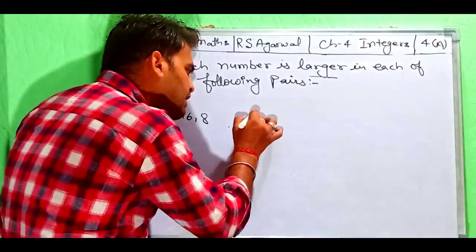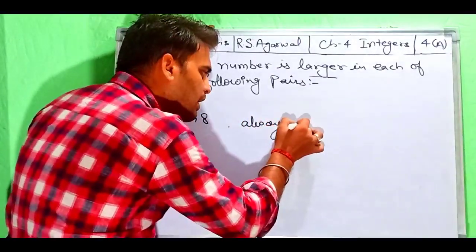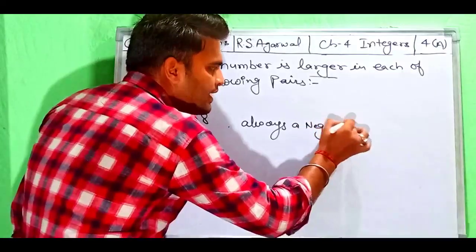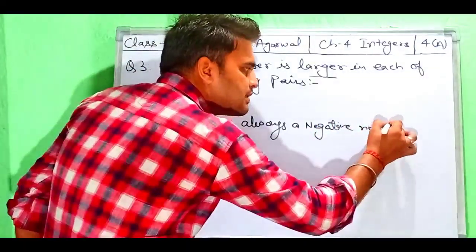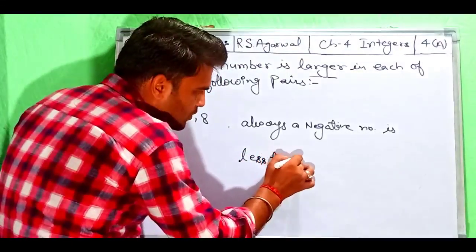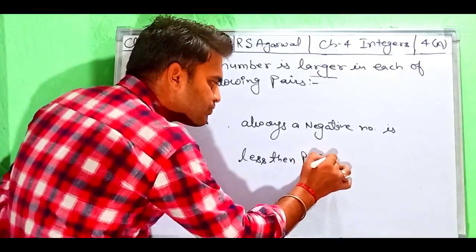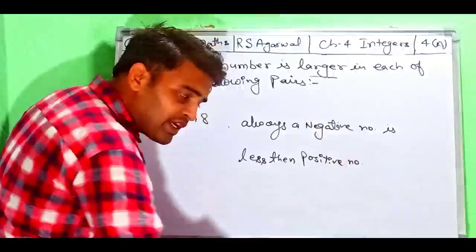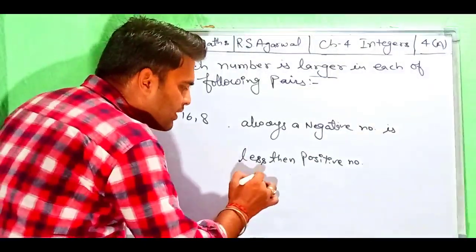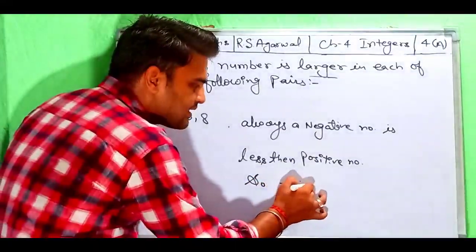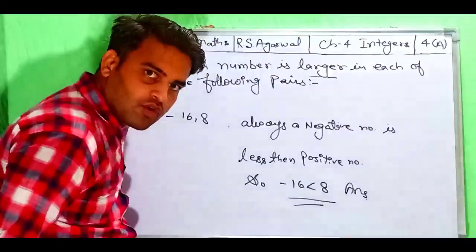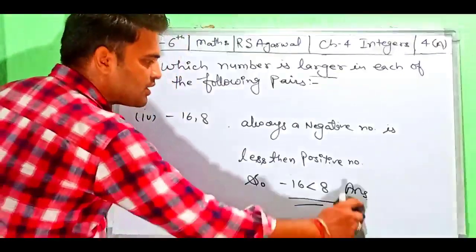We know that always a negative number is less than a positive number. Always a negative number is less than a positive number. So minus 16 is less than 8. This is the final answer. You got the answer? Move to the next question.